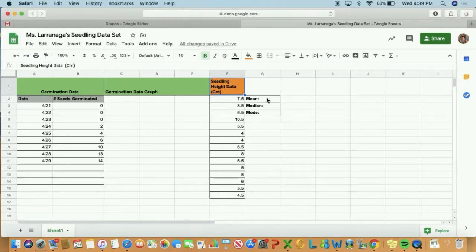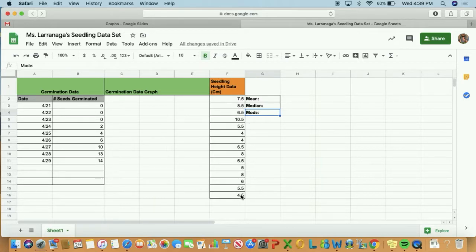We're going to find the mean, which is the average, the median, which is the value right in the middle, and the mode, the most frequently occurring data value for this data set. And I'm going to show you how we can use Google Sheets to give us some shortcuts with this.